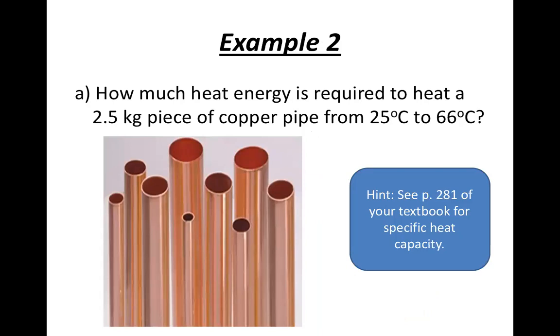So let's try an example. How much heat energy is required to heat a 2.5 kilogram piece of copper pipe from 25 degrees Celsius to 66 degrees Celsius? Because we're told that it is copper and it's a heat transfer problem, we're going to want to have thermal properties of copper. The first thermal property we're learning in this chapter is specific heat capacity, and we're going to find that on page 281. You'll need to know to look for it, since for the time of assessments, you'll be given the constants, but you need to know to look for them.